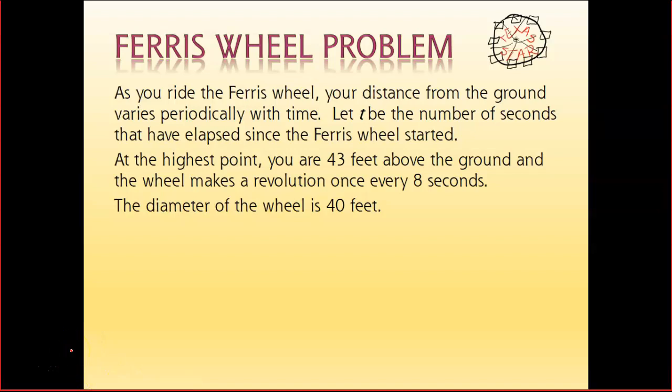Here we go. As you ride the Ferris wheel, your distance from the ground varies periodically with time. That's true, because as I ride this thing, I climb on right here, and then we follow around the Ferris wheel. So we go up, up, up, we get to the top, and then we go down, down, down. Let t be the number of seconds that have elapsed since the Ferris wheel started. At the highest point, you are 43 feet above the ground. The wheel makes a revolution once every 8 seconds.